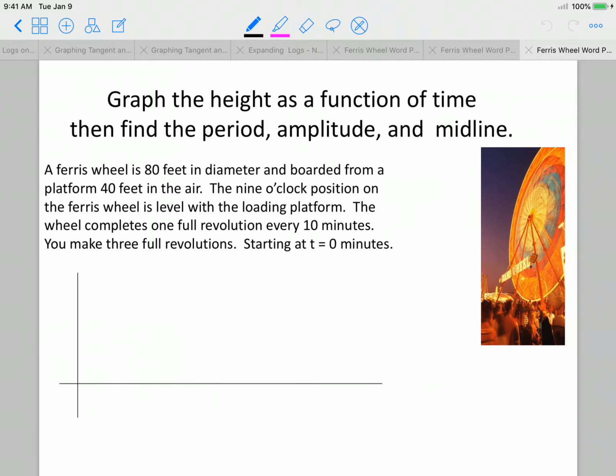All right, this time we're at 80 feet in diameter. We board from a platform 40 feet in the air. The 9 o'clock position of the Ferris wheel is level with the loading platform, so that's your key right there. The wheel completes one full revolution every 10 minutes, and we're going to make 3 of them. We're going to ride this thing 3 times.